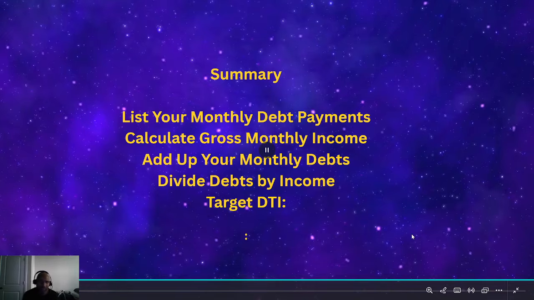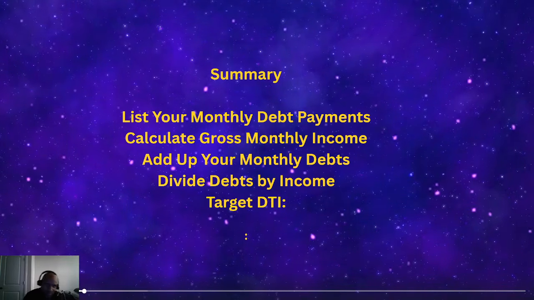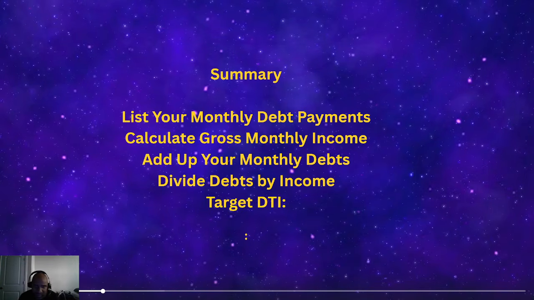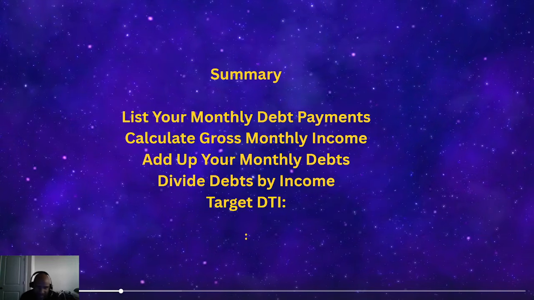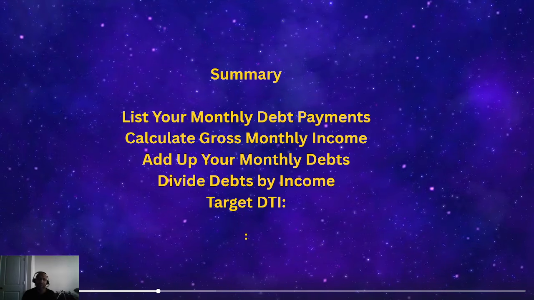Now here's the summary. We listed your monthly debt payments, calculated gross monthly income, and added up your monthly debt. Divide debts by income, and we also talked about your targeted debt to income ratio.